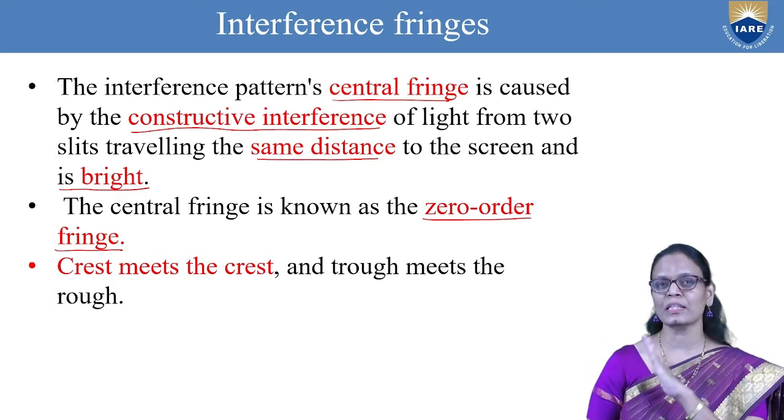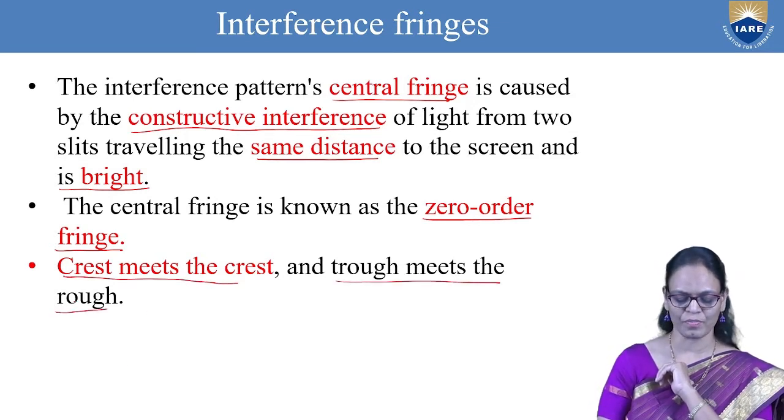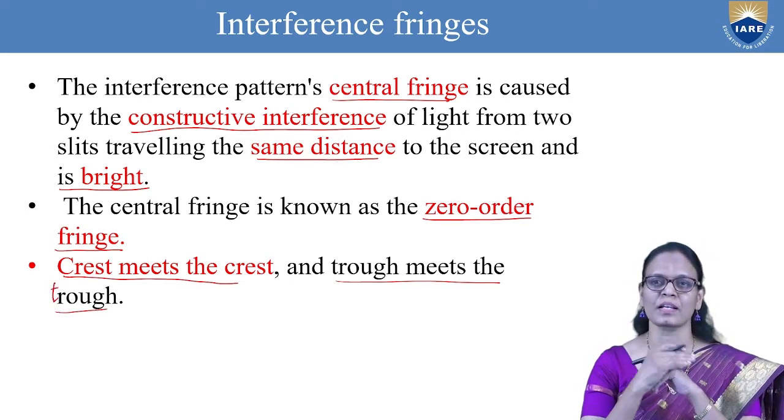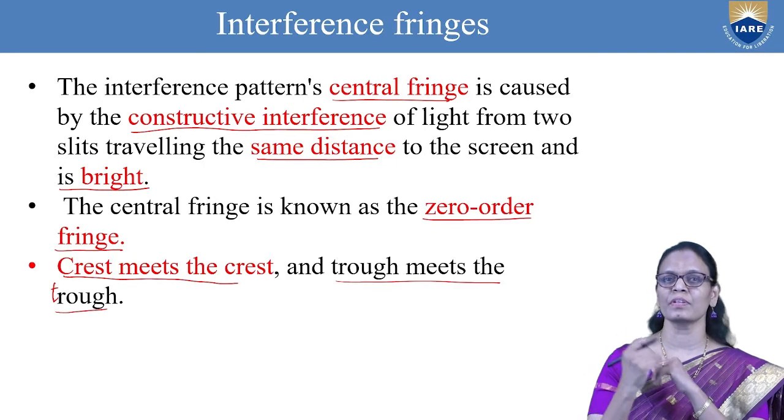Now, if you see the other waves, there are positions where crest meets crest and trough meets trough. When a crest meets crest or a trough meets trough, there is constructive interference because they are in phase. But when a crest falls on a trough, then we have destructive interference.